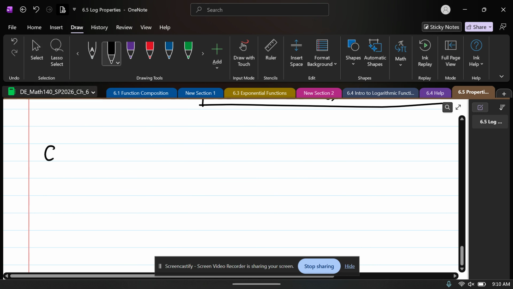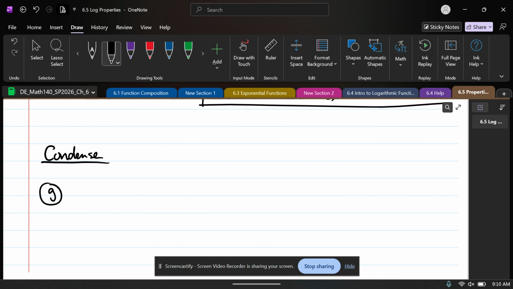Condense. Let's go here. I'm going to put this up and then I'm going to run to a quick meeting here. Log base 2 of 6 plus 3 log base 2 of x. All right. Work backwards and see if you can get that into a single logarithm. See what you can do with that.